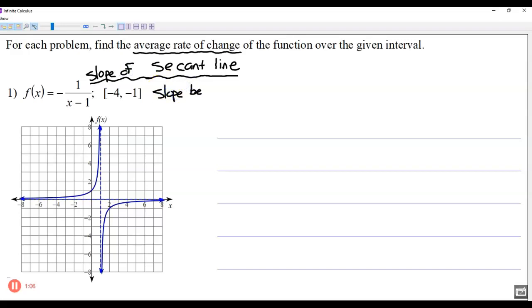These are all the same thing. Average rate of change, slope of secant line, slope between 2 points. Like we're literally going to use the slope formula today. Pre-algebra, y2 minus y1 over x2 minus x1.